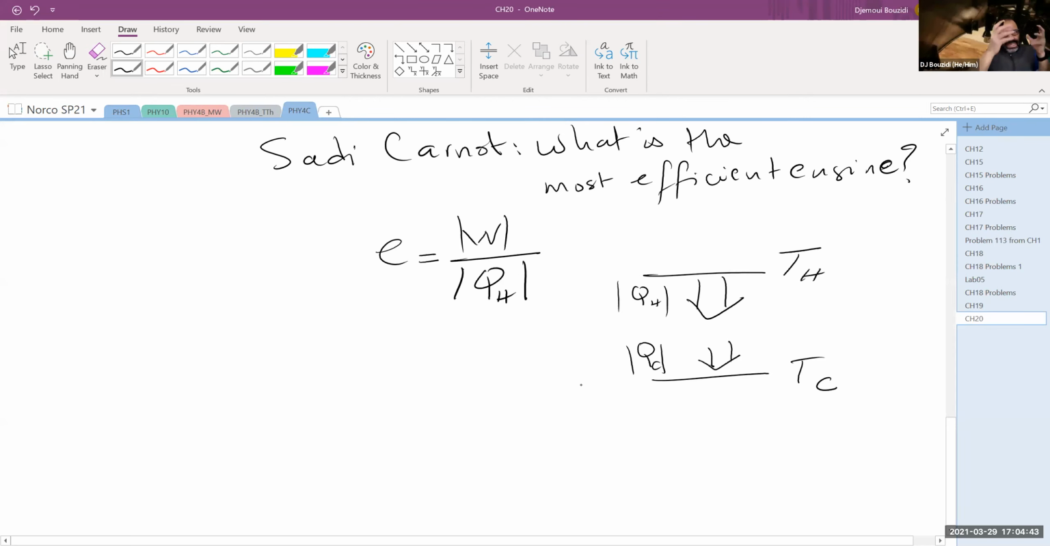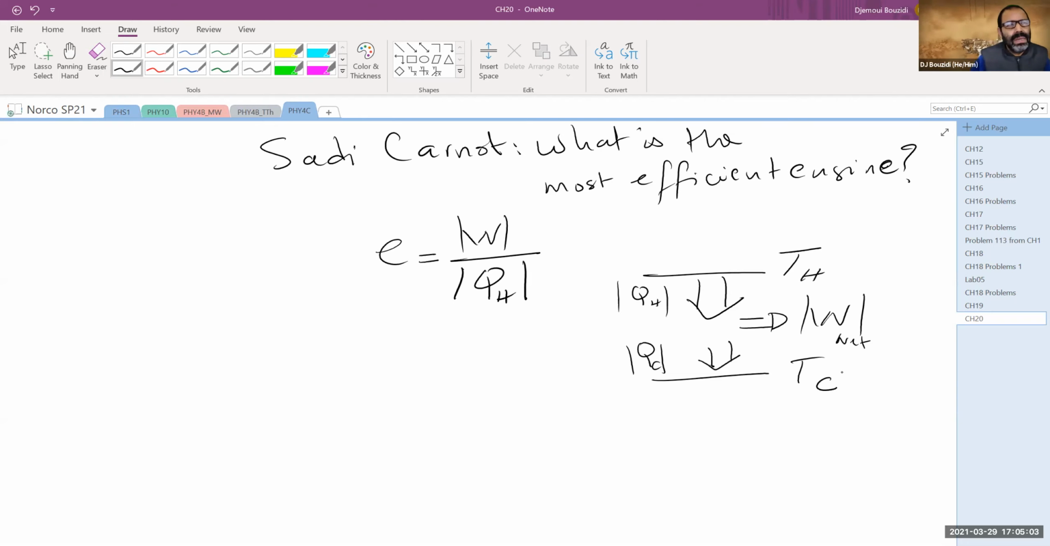So the gas in this case takes heat from the hot source and dumps some of it into the cold source, and the difference between them is going to be the work. So this is the work that I'm going to get from this thing. If the system goes through a cycle, it's going to come back and do this again and again, every second.